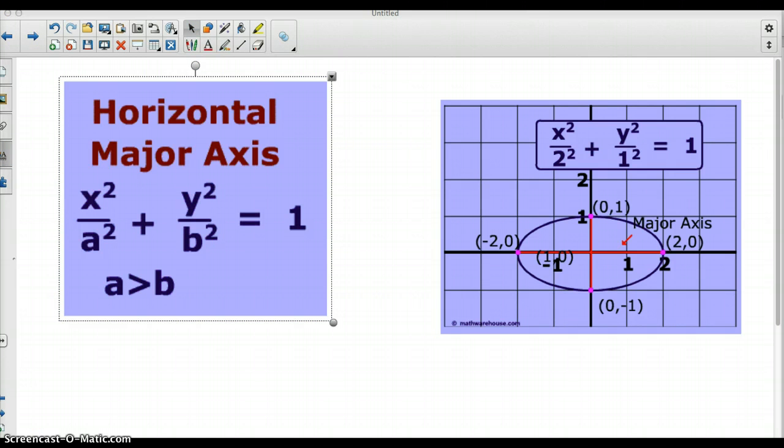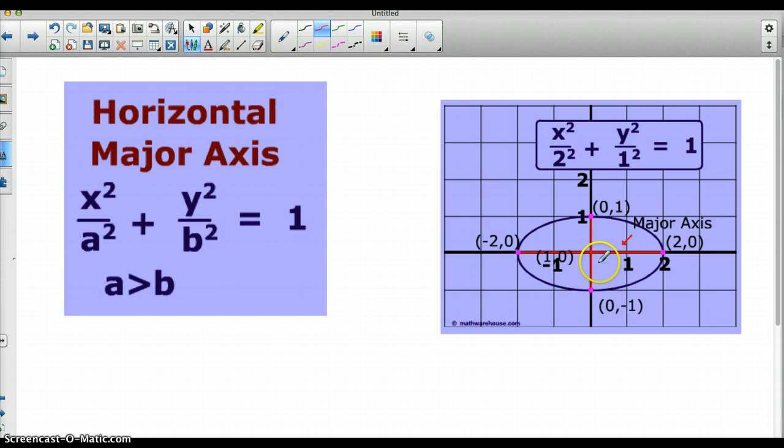So how do you find a and b to put them into your standard form? Well, if you look over here, you have the center of your ellipse. In this case, your center is at 0, 0. So since your center is at 0, 0, it makes your life a lot easier when you are writing your equations. To find a, it's essentially the distance from your center out to one of your vertices. So from here to here, which is 2.